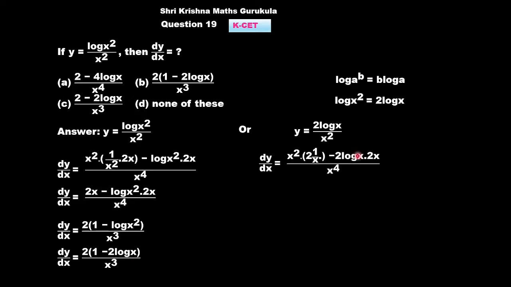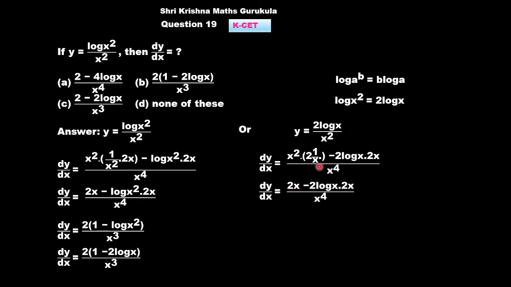Now let us differentiate after rewriting the function using the property. Differentiate this again using the u by v rule. Denominator same as this, so x power 4. Numerator will be denominator into derivative of the numerator, that is x square into 2 into 1 by x, minus numerator as it is, 2 log x, into derivative of the denominator, which is 2x.